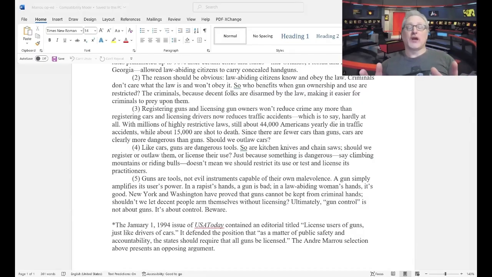What I want to point out at this point is that we already have the main conclusion of the argument, or what we think is the main conclusion of the argument, and we haven't even read the article yet. We just got it from the title and the context. It won't always be this easy, but sometimes it will.